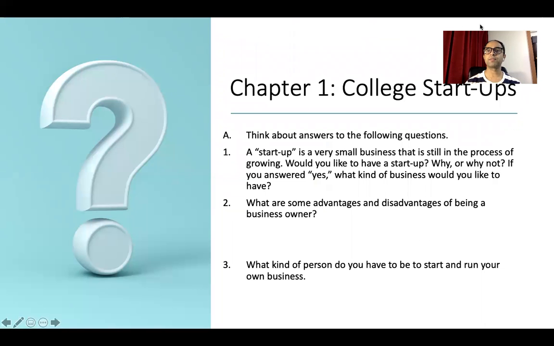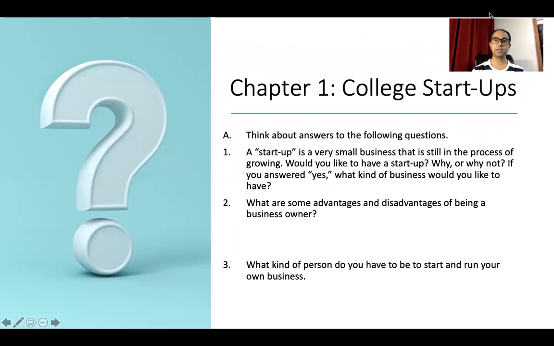Next part is chapter 1 from unit 8. That's called startups. What's a startup? Before we go to the reading, think of the questions we have on page 98, I guess. Number 1, a startup is a very small business that is still in the process of growing. Okay, that's a startup right there.